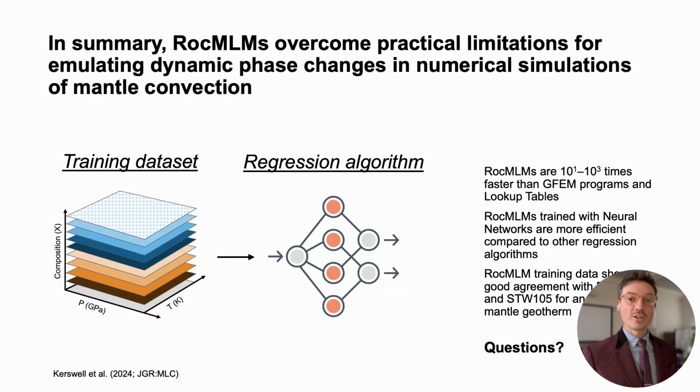In summary, machine learning models are fast and overcome the practical limitations of emulating dynamic phase changes in numerical simulations of mantle convection. With that, I'd like to thank you for your attention.